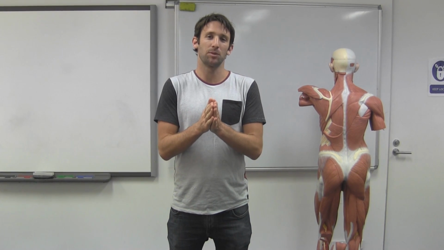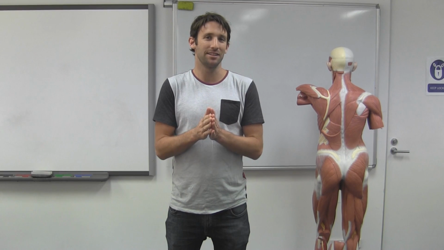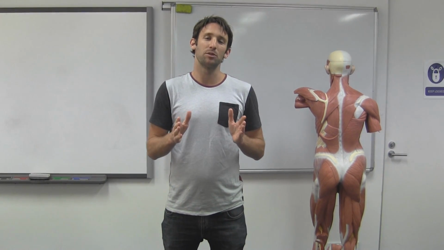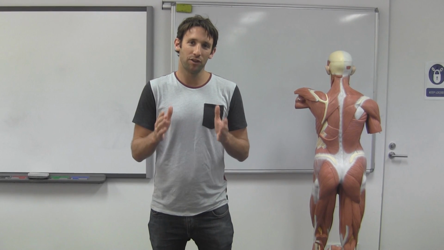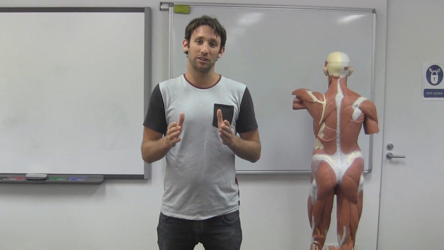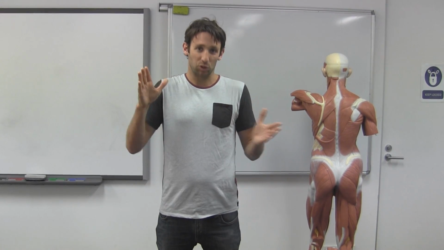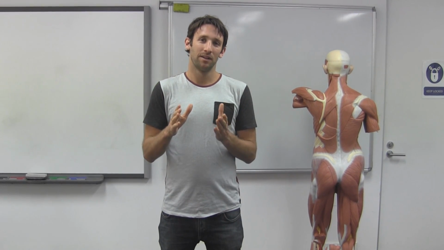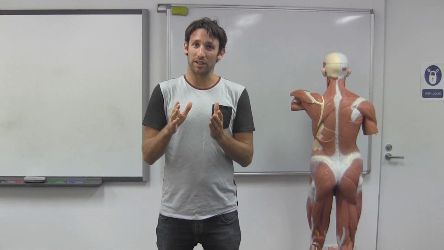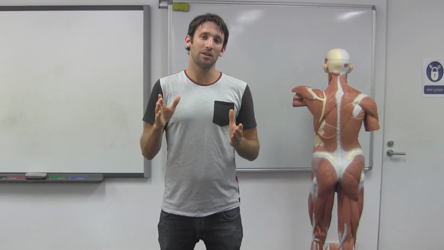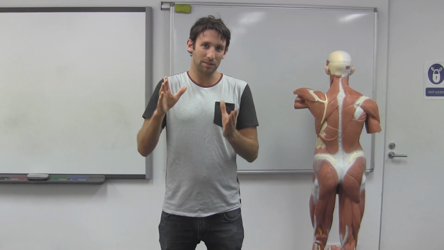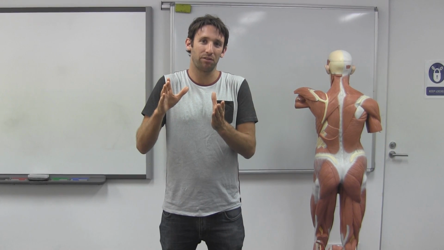So once you've established what the difference is between an agonist, antagonist, fixator and synergist, we've got to understand the difference between each of the different types of muscle contractions. The first muscle contraction is called a concentric contraction, which means the muscle shortens as it contracts. The second is called an eccentric contraction, which means the muscle lengthens as it contracts. And the third is called an isometric contraction, which means the muscle contracts with no change in length.